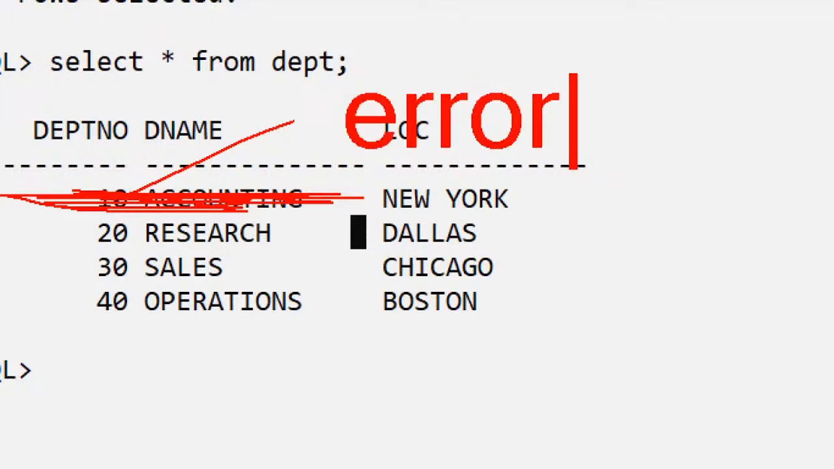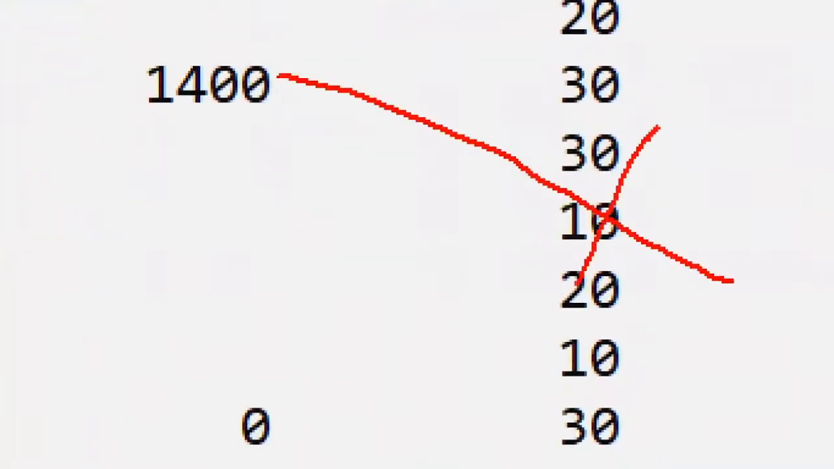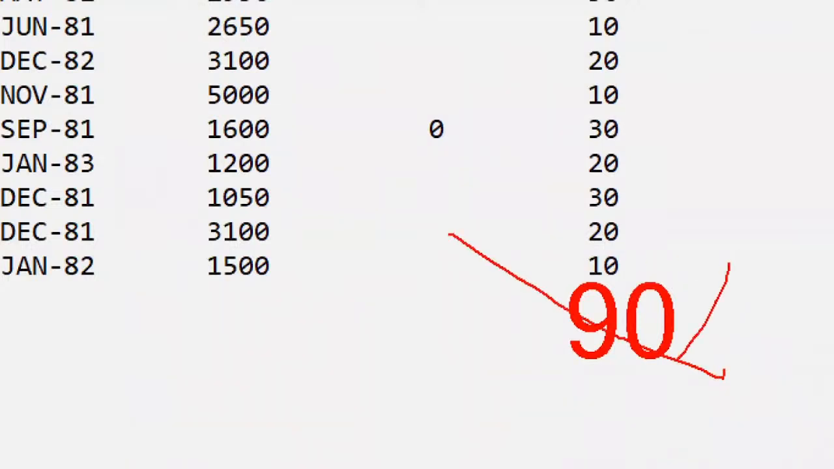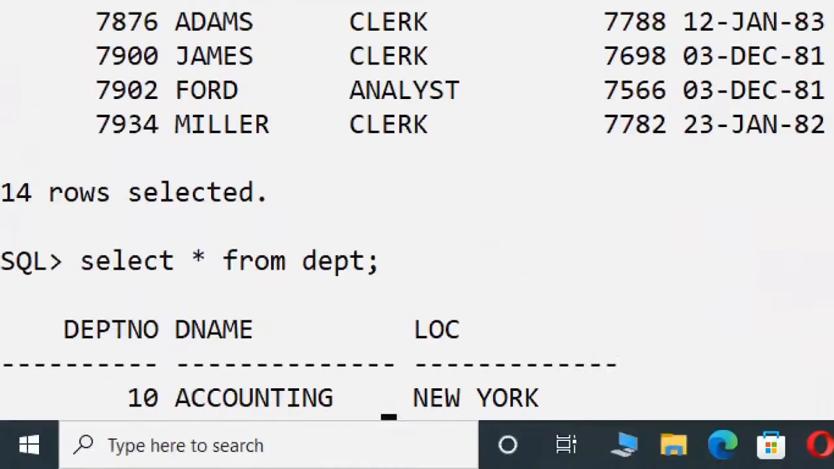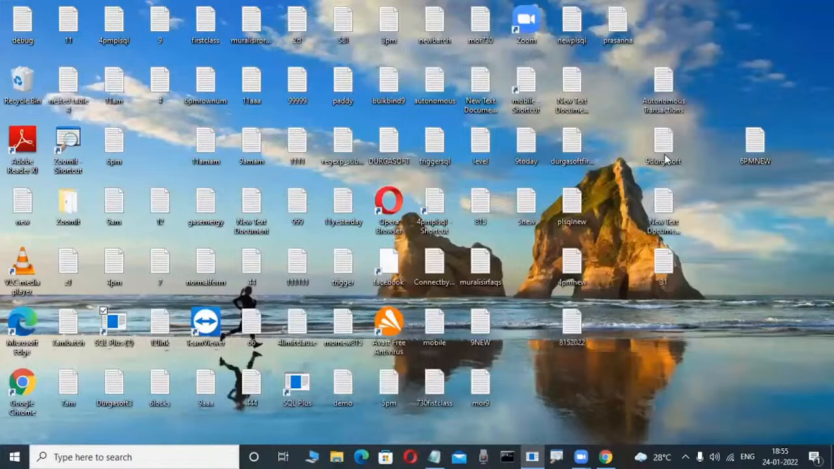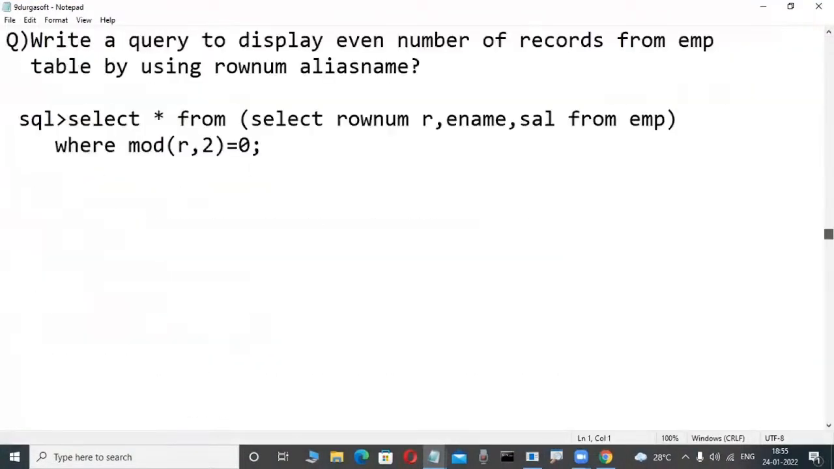Because that data is already available where? In this child table. That's why when we try to delete a master table record, it won't work. Again, suppose I try to insert 90 in the child table, a record other than a master table record, it won't work, because this 90 is not available in the master table. Like this, so many rules are there, most powerful. These are big, big rules only.